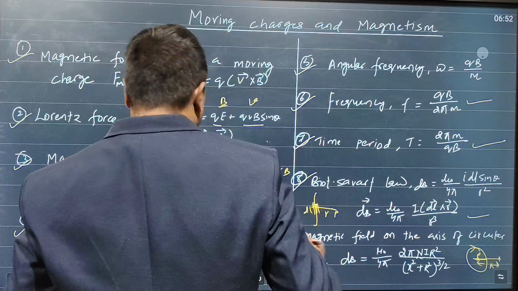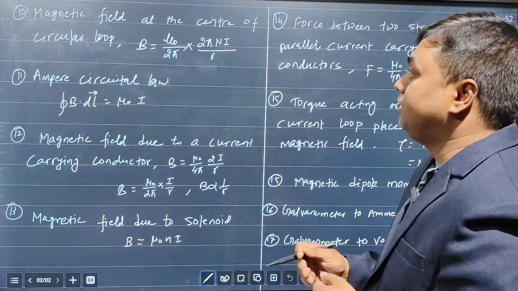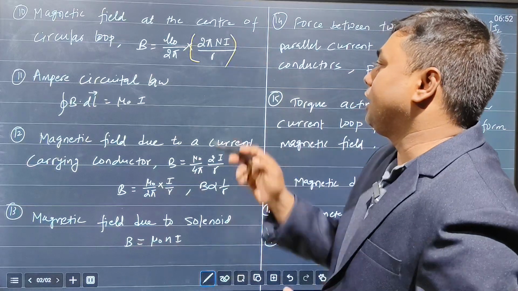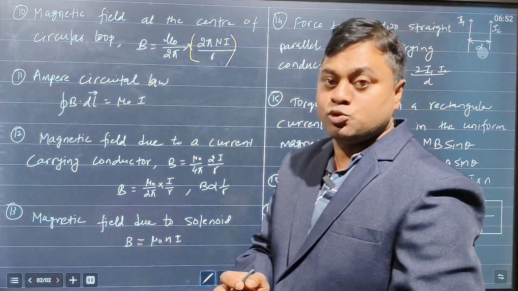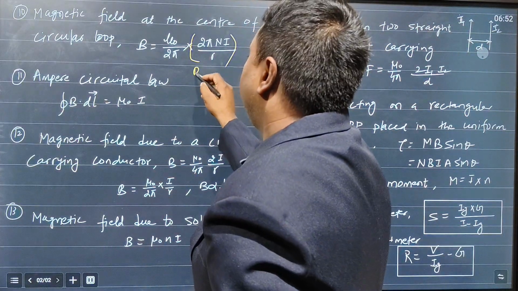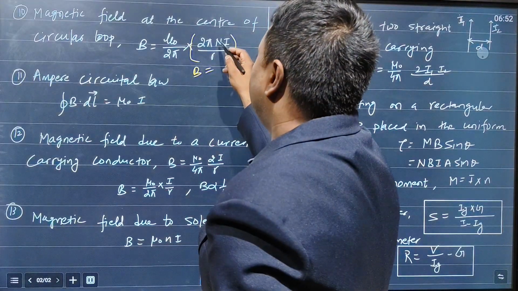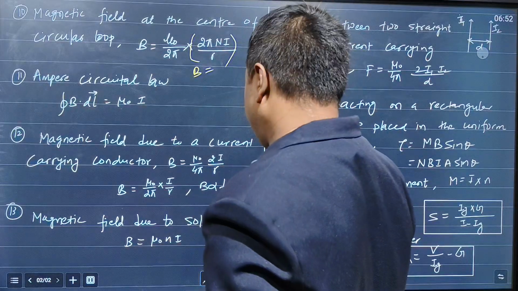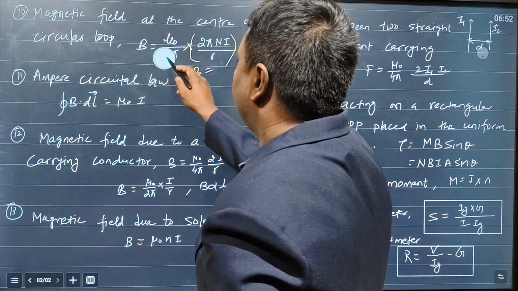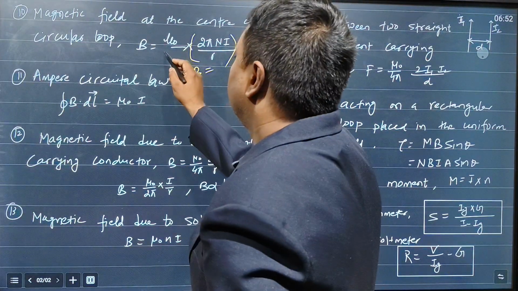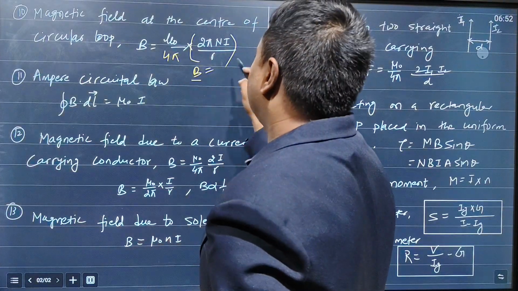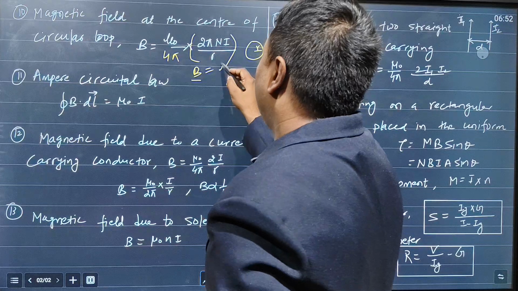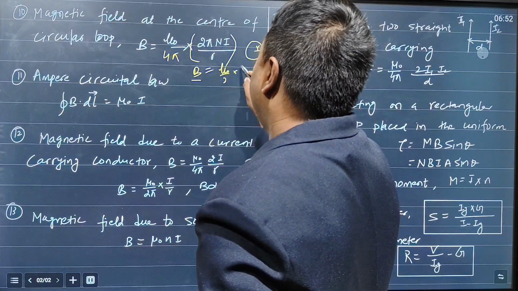If you see at the center, the magnetic field at the center of the circular loop is mu naught by 4 pi, twice of pi n I by r. If the number of turns is 1, n is 1, so 2 pi remains, here it is mu naught by 4 pi. So due to a circular coil having n number of turns with radius R, we will get mu naught by 2, I by R.